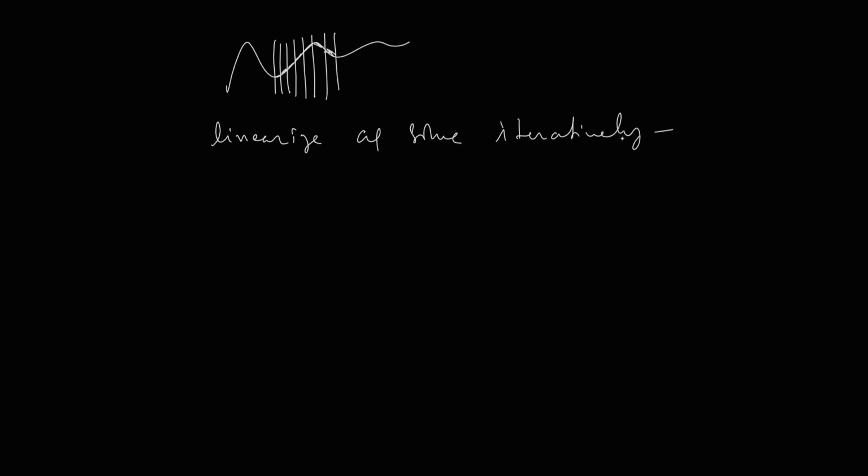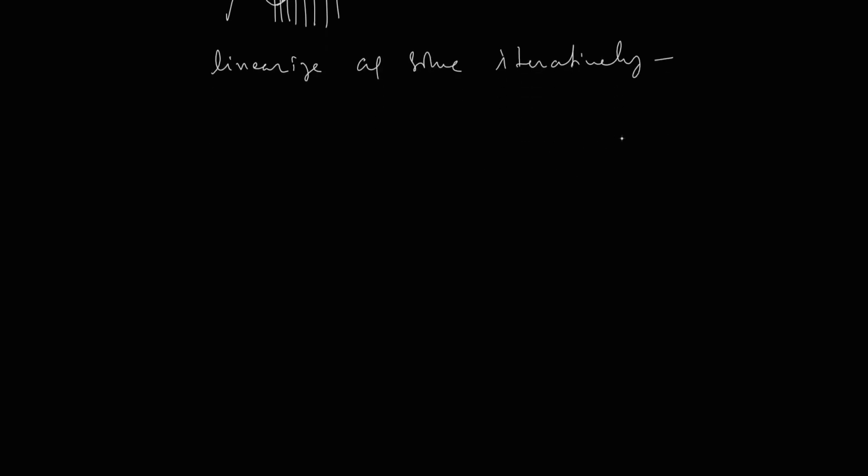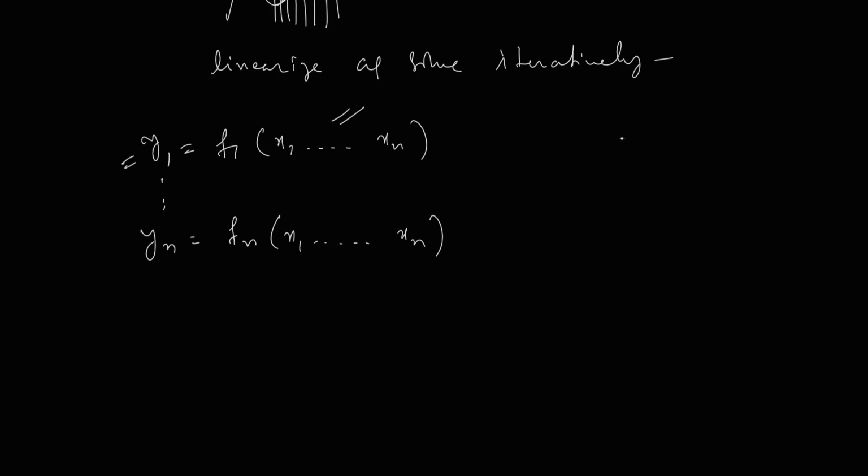Okay, so how is it done? Say y1 is equal to f1 as a function of x1 to xn, and similarly up to yn is equal to fn as a function of x1 to xn, right? These x are the independent or control variables, and these y are the dependent variables. In general, I can write in matrix form: y is equal to some function of x.